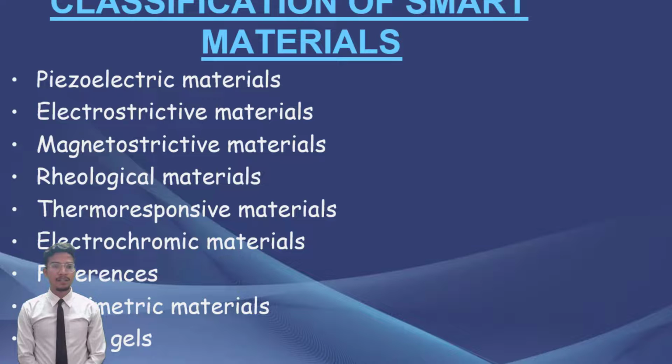The next slide is classification of smart materials. First one is piezoelectric materials. These are materials that produce a voltage when stress is applied. Since this effect also applies in a reverse manner, a voltage across the sample will produce stress within the sample. Suitably designed structures made from these materials can therefore be made that bend, expand or contract when a voltage is applied.